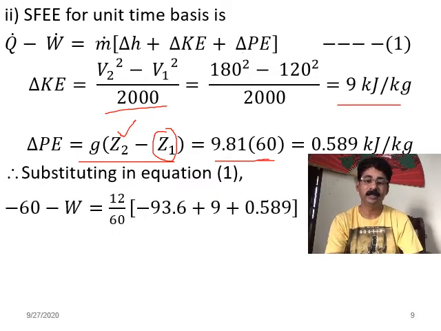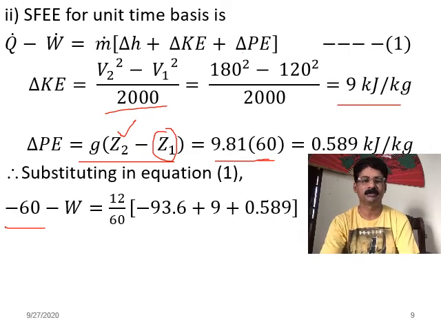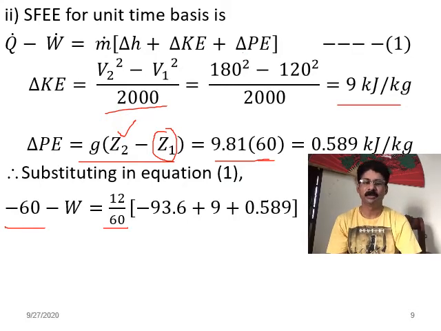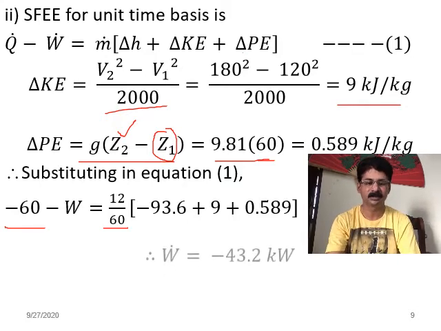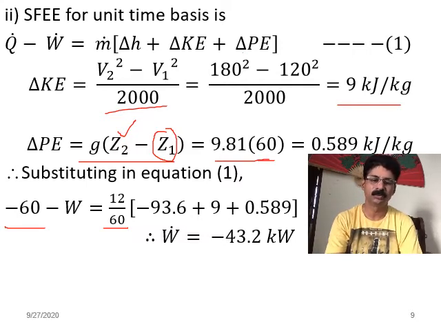Now heat Q dot is taken as negative because it is given as heat loss. Heat loss means heat is rejected from the system to the surroundings. So the system gives out heat, so that should be taken as minus 60. And then substitute for m dot. M dot is given in kilojoules per minute, so you have to make it kilojoules per second, divided by 60. Substitute other parameters and you'll get W as minus 43.2 kilowatt.